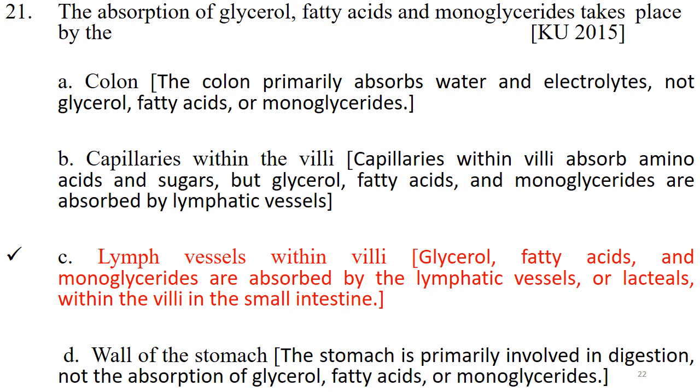in the small intestine. Option A, colon, is incorrect because the colon primarily absorbs water and electrolytes but not glycerol, fatty acids or monoglycerides. And option B is also incorrect because capillaries within the villi absorb amino acids and sugar, but glycerol, fatty acids and monoglycerides are absorbed by lymphatic vessels. And option D, wall of the stomach, is also incorrect because the stomach is primarily involved in digestion but not in absorption of glycerol, fatty acids or monoglycerides.